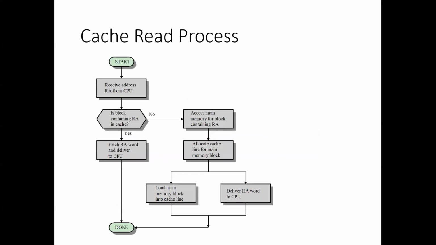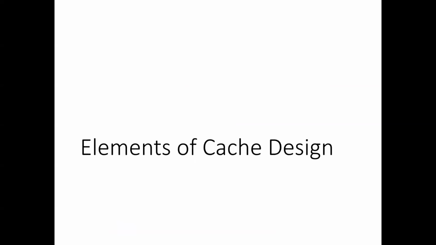So here's the overall process. We start and then we receive an address read request from the CPU. If the block containing that read request is in the cache, then we fetch it from the cache and deliver it to the CPU. Otherwise, we need to go out to main memory for the block containing the read access, allocate a cache line for the main memory block, load that main memory block into the cache line, and then at the same time deliver that word to the CPU. This is figure 4.5 on page 130 of the text, in case you're reading along in the text.